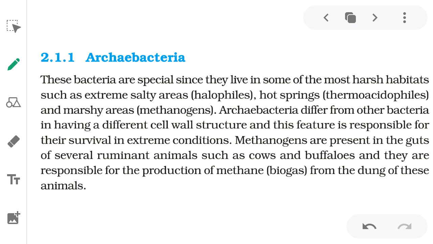Now we have divided Monera into 4 groups. First will be Archaebacteria, second Eubacteria, third Mycoplasma, and fourth Cyanobacteria. So this is the first, Archaebacteria. The word Archaebacteria we divide into 2 parts, archae and bacteria. Archae means old, ancient.